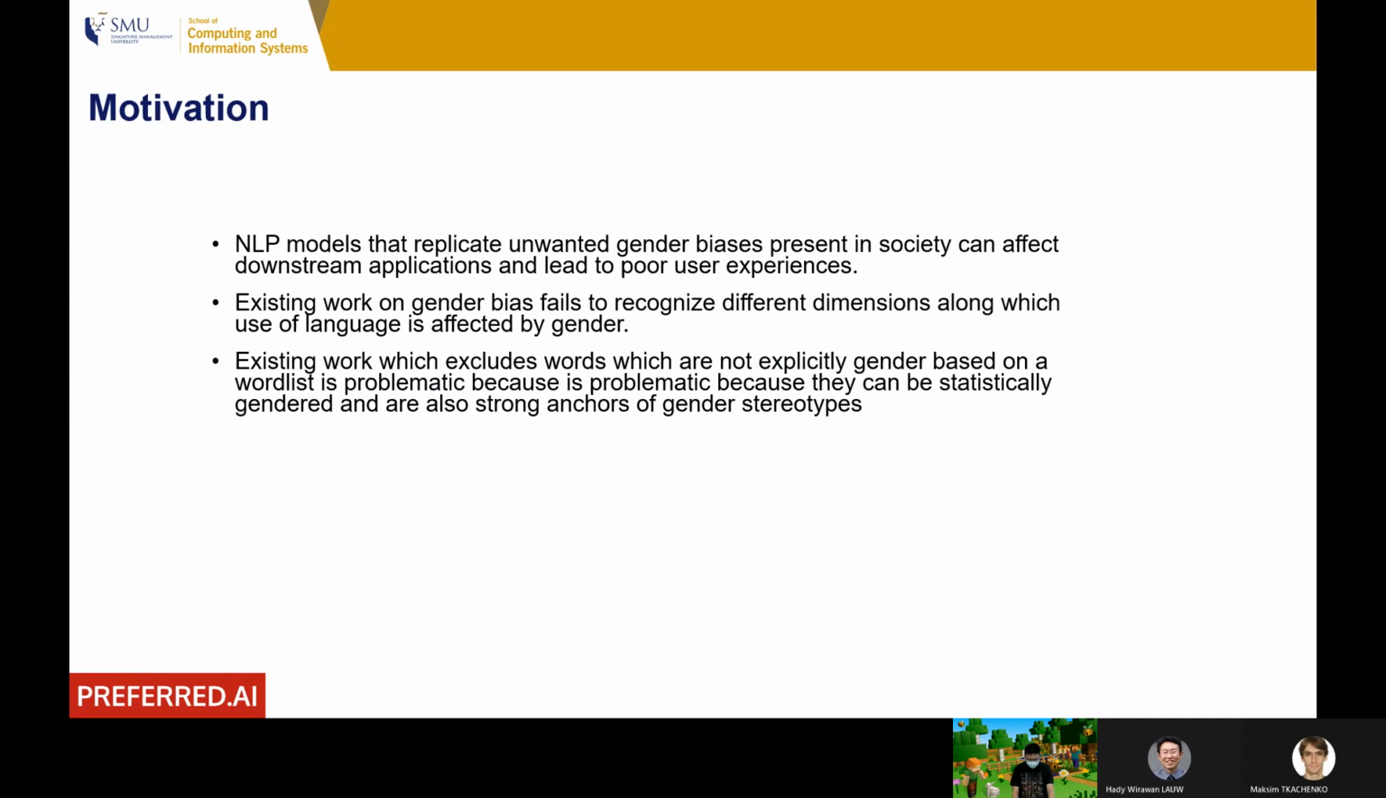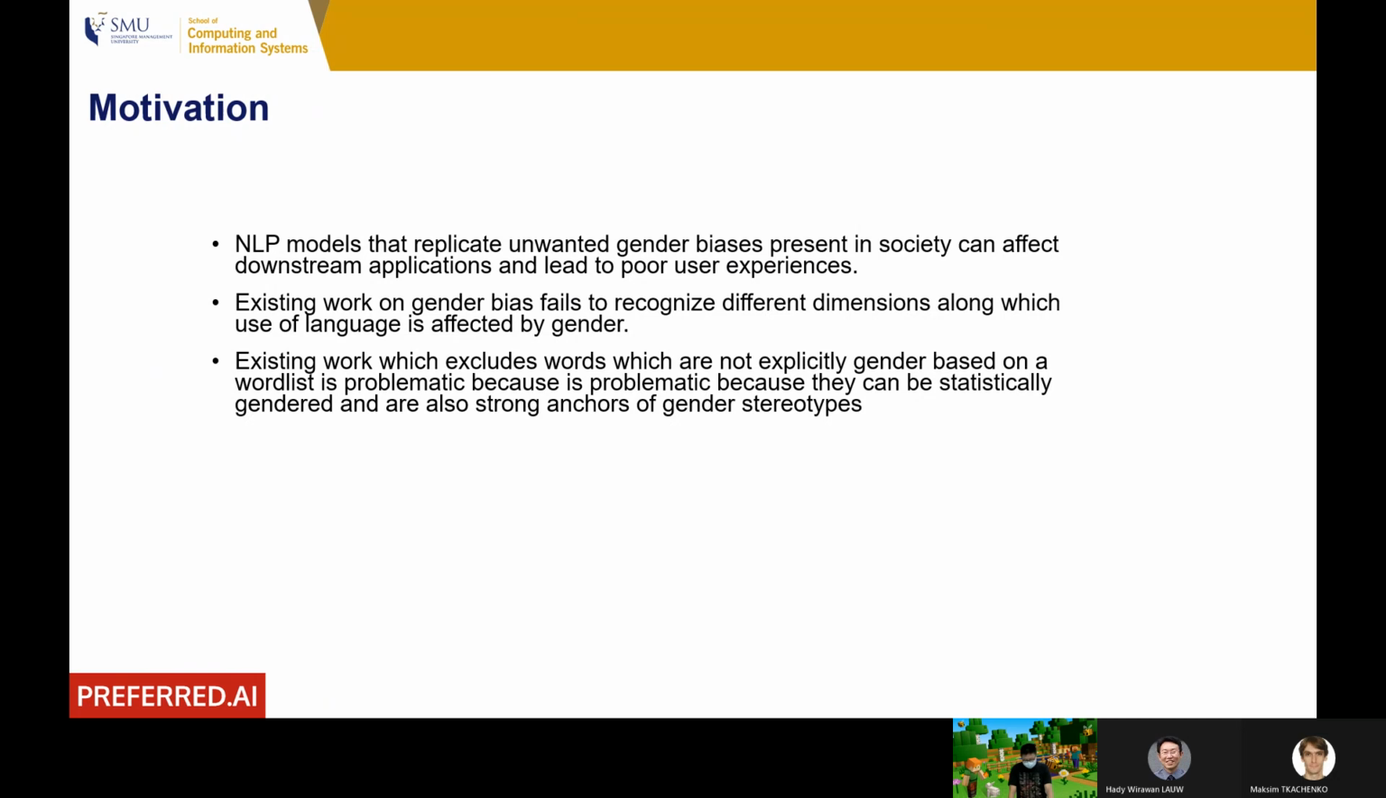The motivation for this work is that NLP models that replicate unwanted gender biases present in society can affect downstream applications and lead to poor user experiences. For example, we can have a chatbot that insults the gender of feminists or something. That will be distressing for them.